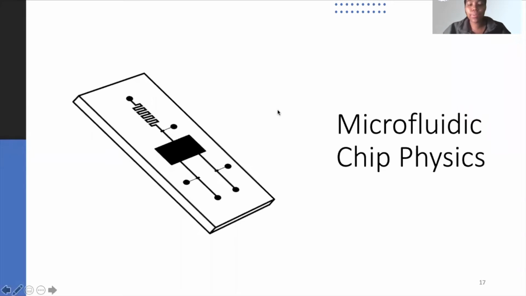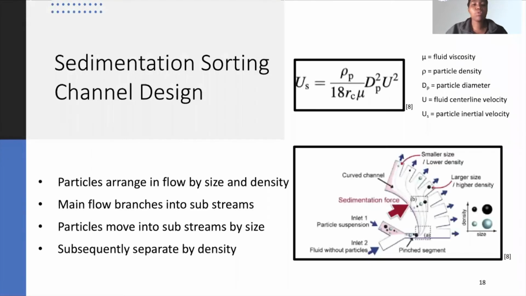In this section, I'm going to be talking about the microfluidic chip physics. So the microfluidic chip is going to be segmented into the sorting and the counting aspect. In the sorting aspect, we're going to be using sedimentation sorting, and it works in the sense that it's going to sort the microplastics by size and density.